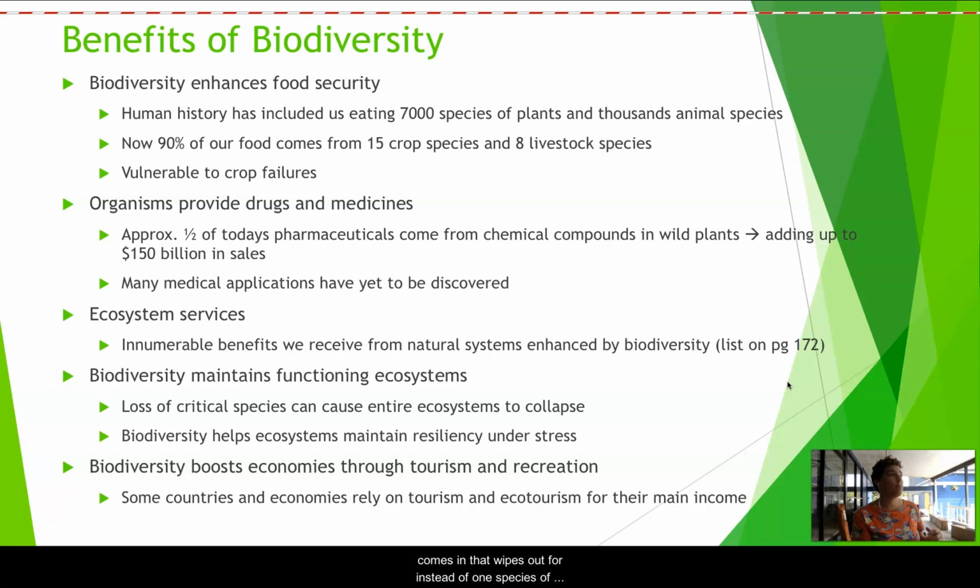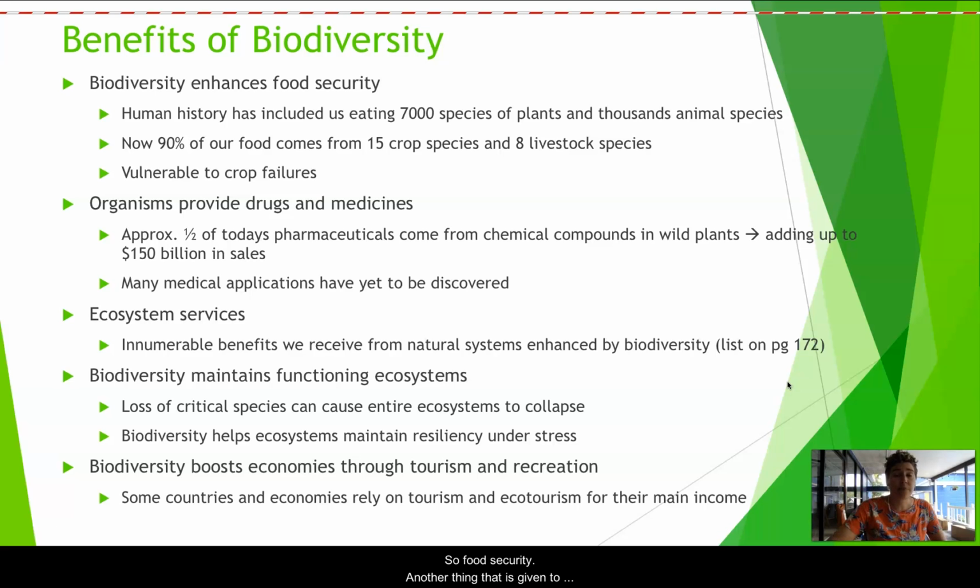So if a disease comes in that wipes out, for instance, one species of potato, and it's the only type of potato that we eat, which you'll see more when we talk about food and agriculture and French fries, then we will be vulnerable to the failure of that crop and to us having to figure out a whole new source of food. This is actually what happened in the Great Potato Famine of Ireland, which again, we'll talk more about in the coming weeks.